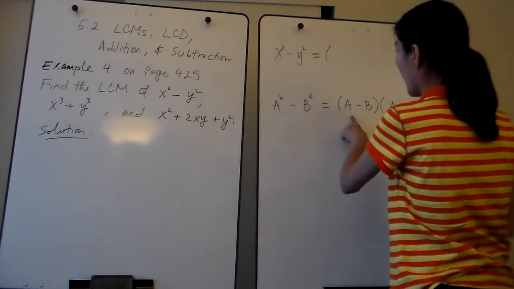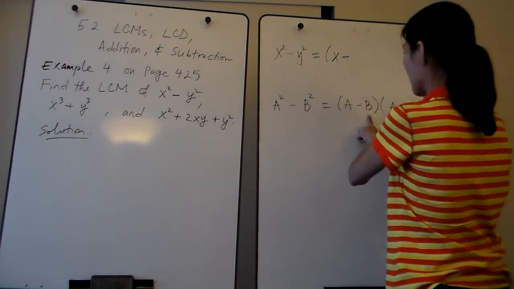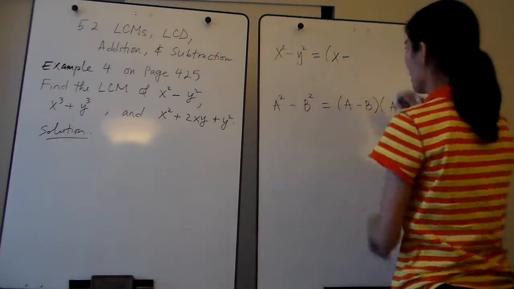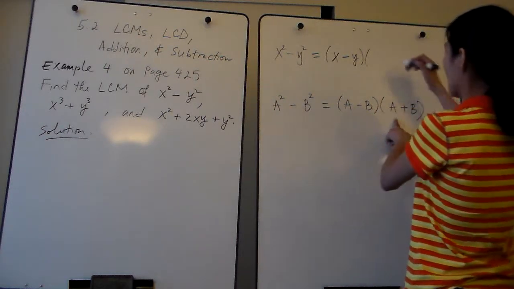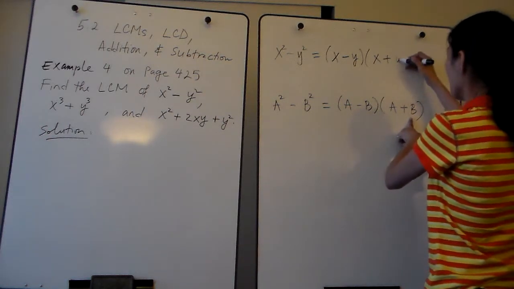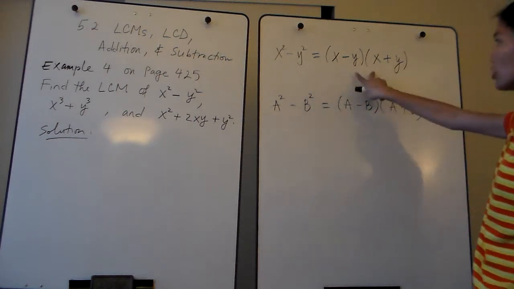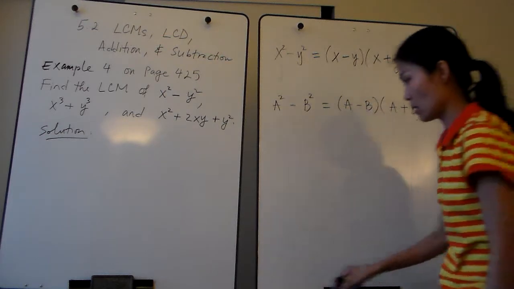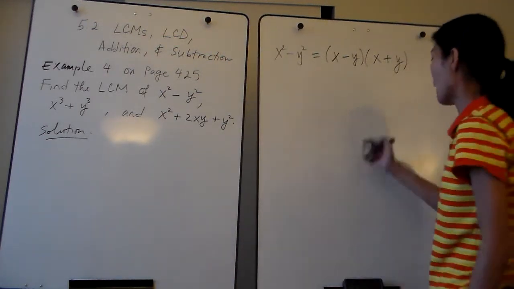Here a is x, so a minus b means x minus, what is b? b is y, right? So a, which is x, plus b, which is y. This first expression can be factored into two terms, x minus y times x plus y. So we're done with the first expression. How about the second one?